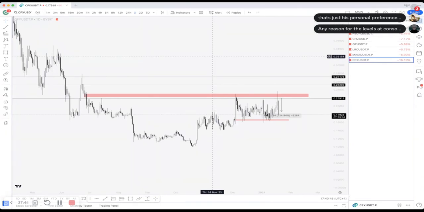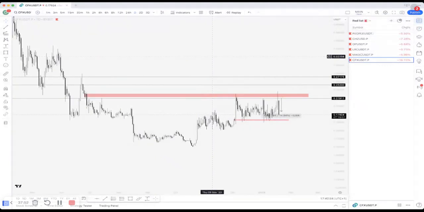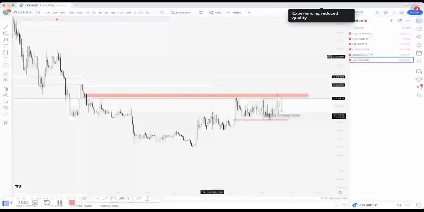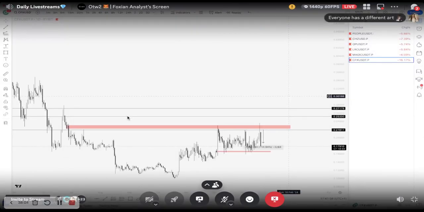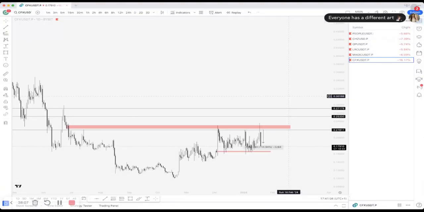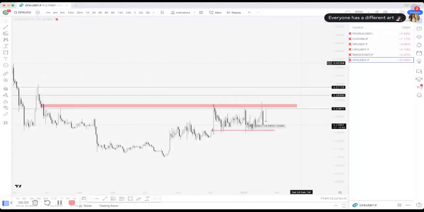Any reason for the levels like consolidation instead of wicks? There's actually one reason. Wicks tend to be the result of inefficiencies in the market, and I don't like to trade off inefficiencies. I like to trade off efficient markets, and an efficient market doesn't have wicks. Okay, an efficient market barely has wicks. And because wicks are usually the result of inefficiencies, especially on lower time frames, I tend to just use the bodies. Make sense?